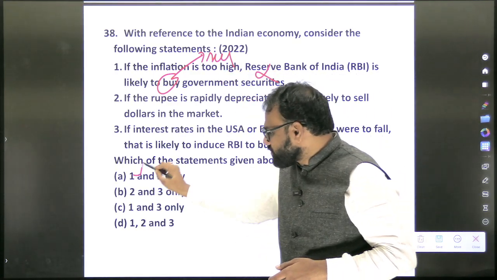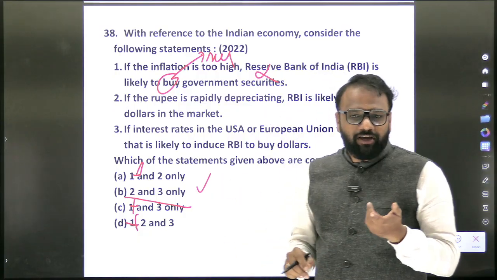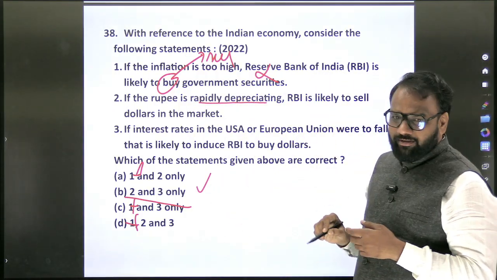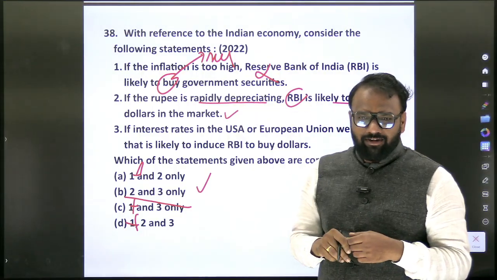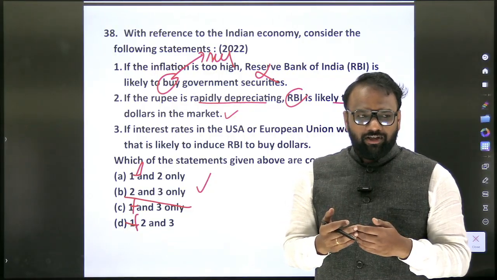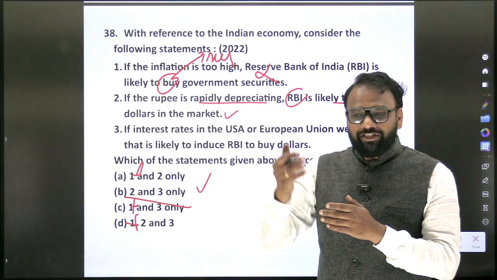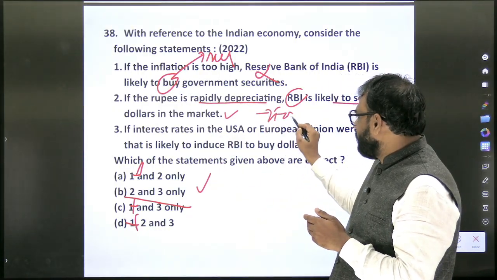When you eliminate the first one, you are left with only one choice, 2 and 3. Now we shall verify whether 2 and 3 are correct or not. If the rupee is rapidly depreciating, RBI is likely to sell dollars in the market. From where will RBI get dollars? From the Forex Reserve, where RBI has stored dollars. So which are the components of Forex Reserves? Here you will revise all those things.